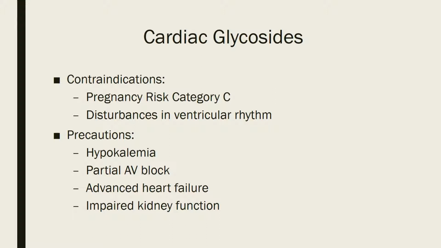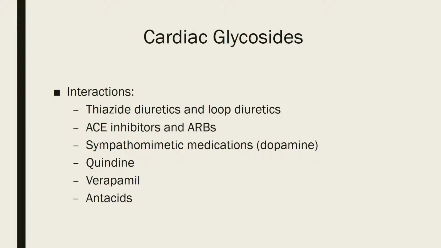Precautions: hypokalemia, partial AV block, advanced heart failure, or impaired kidney function. Interactions: thiazide diuretics and loop diuretics because they are potassium wasting. ACE inhibitors and ARBs, your angiotensin blockers. Sympathomimetics, medications such as dopamine, which we'll talk about later in the next chapter. Quinidine, verapamil, and antacids.